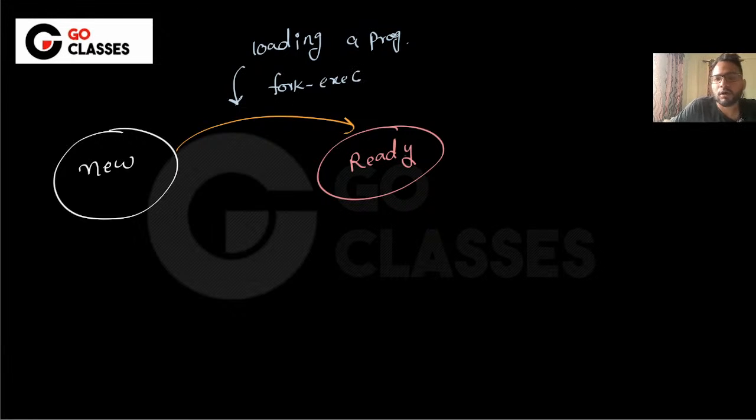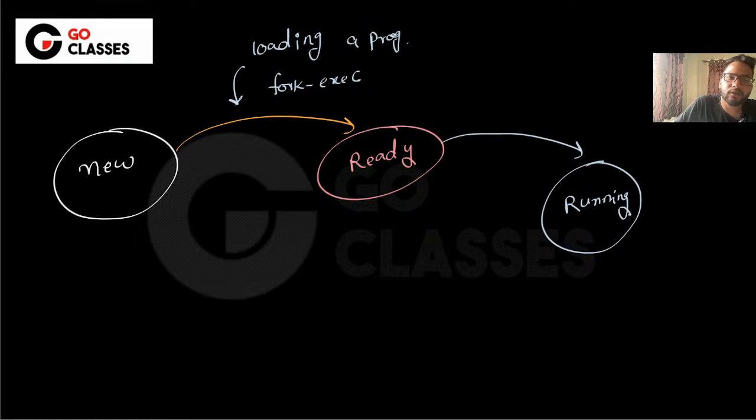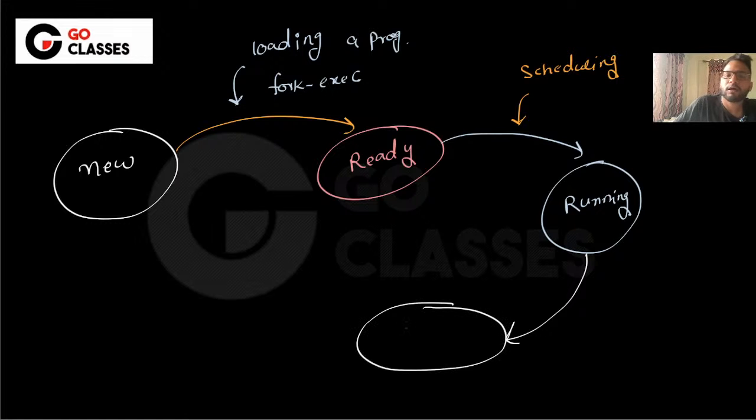Okay, now from this ready state, what can happen? That program can go to a state called running, right? I mean, you may run this program, that is basically called scheduling. So this is loading and then you can call this scheduling. You can schedule this program, and while it is running, maybe because of some event, maybe it wants to wait for the child. Okay, maybe the program wants to wait for the child.